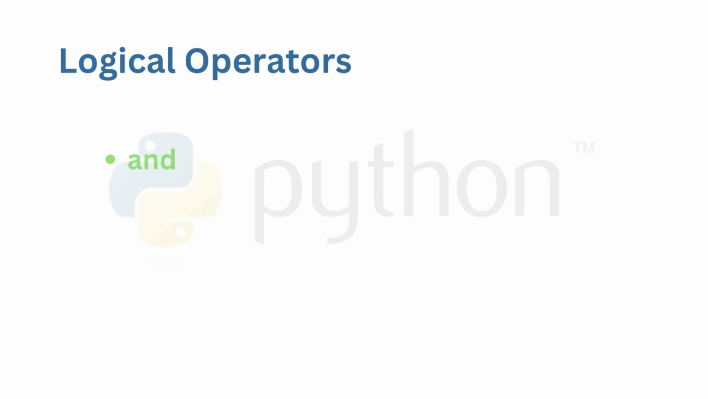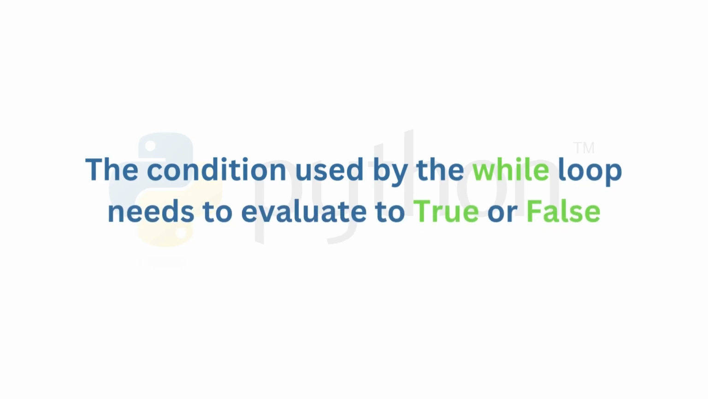We can also use the logical operators and, or, and not that we worked with earlier, similar to if statements. Using these operators allows us to combine the values of several expressions to get the result we want. The important thing to remember is that the condition used by the while loop needs to evaluate to true or false. It doesn't matter if this is done by using comparison operators or calling additional functions.